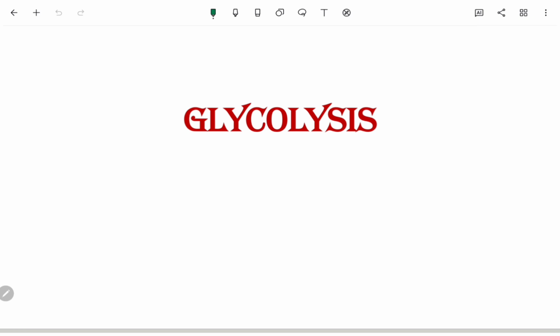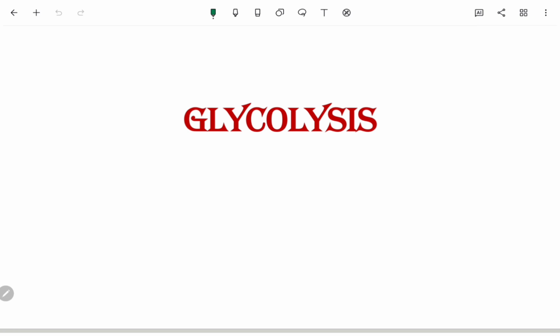But have you ever wondered what is the very first step that fuels this entire process? Welcome to glycolysis, the pathway where glucose begins its journey of breaking down to release energy. Today, we are not just learning the reactions, we are decoding one of the most fundamental survival mechanisms of life.